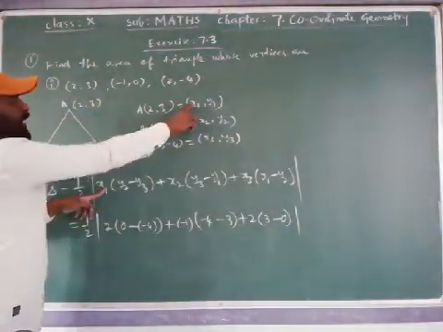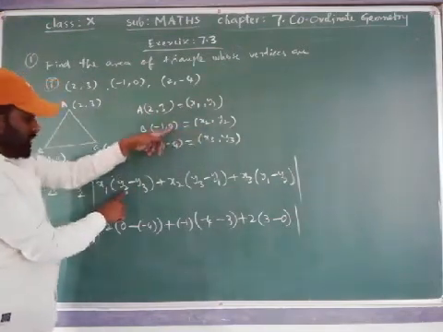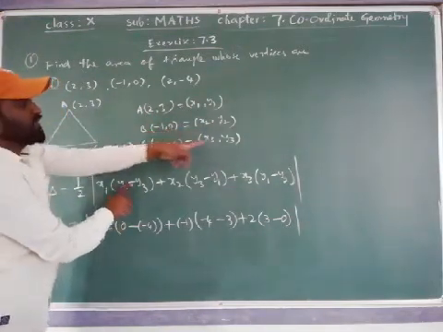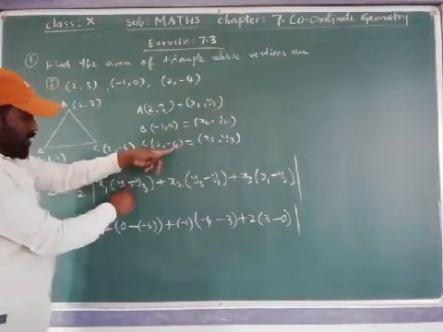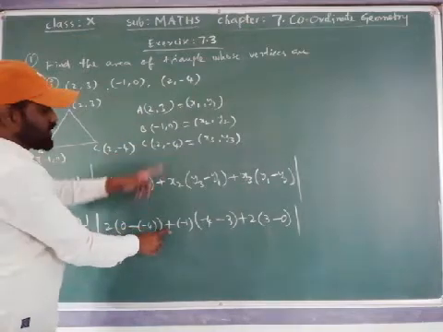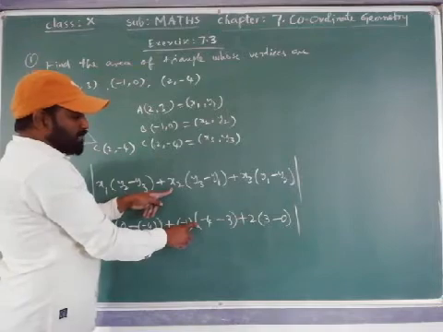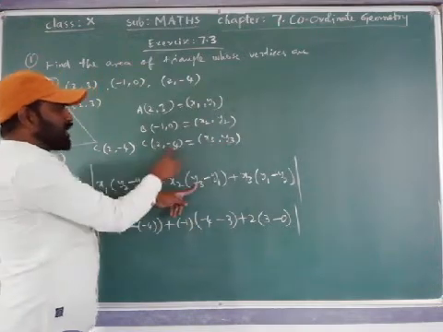x1 is what? 2. x1 is 2. y2. y2 is what here? 0. Right. Minus y3. y3 is what? Minus 4. But in the formula minus is there, so keep a bracket: minus of minus 4. Plus x2. x2 is what? Minus 1. In the bracket y3. y3 is what? Minus 4.